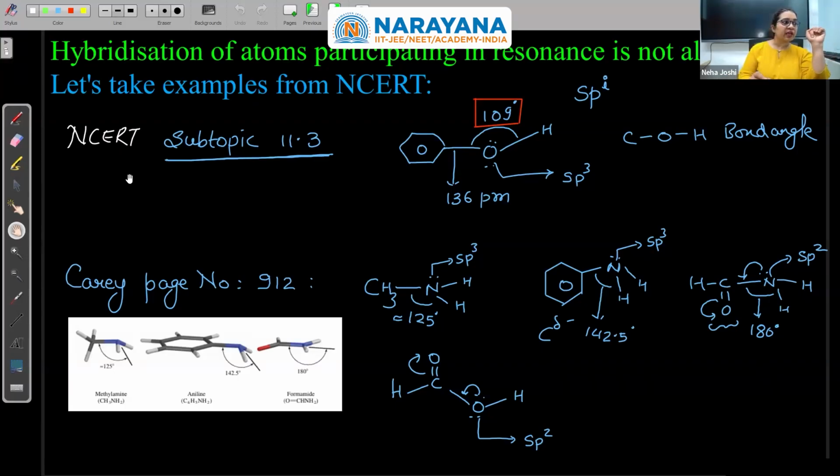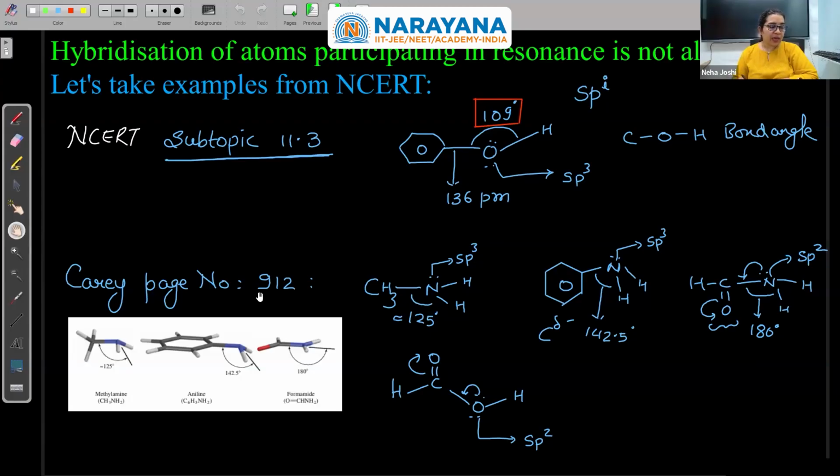See, as I have referred, I have taken this from exact sources and am writing the sources, not saying it by myself. In NCERT, if you go to subtopic 11.3, where alcohol, phenol, and ether structures are compared, you will see this bond angle is 109 degrees. That is to be noted. It is not at all 120. If it was 120, you could have taken sp2. The C-O-H bond angle is given to be 109.